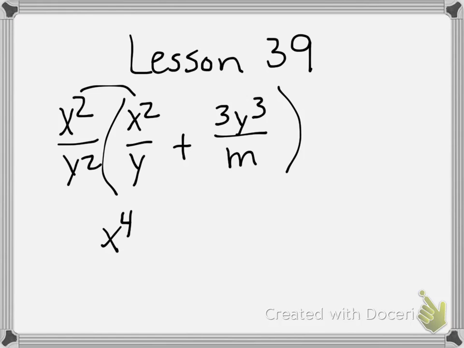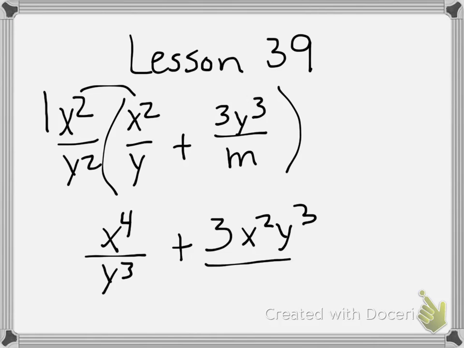Then we do the bottom: y squared times y gives us y cubed. Then we put our plus sign, and remember there's an imaginary 1 out here, so 1 times 3 is 3, and then there's no other x's, no other y's, so we're just going to take x squared, y cubed, over, and we're going to multiply y squared times m, y squared m. Now once we've done this, you can see that on the left side, x to the fourth over y cubed, everything's simplified there. But if we take a look at the other side, we have a 3x squared y cubed and a y squared m.